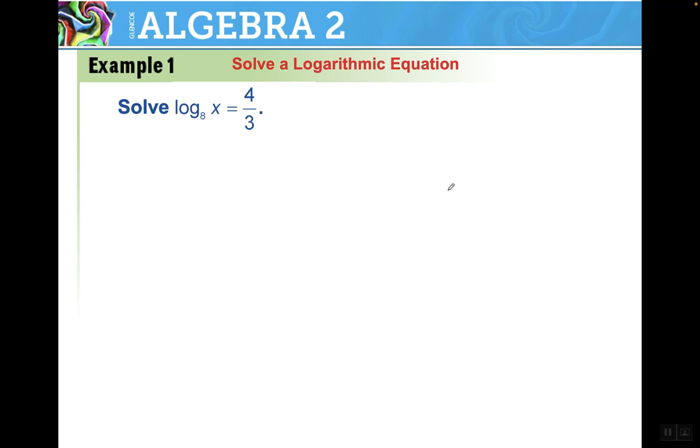So when we solve this, I look at it and my log term is already all by itself as far as it can be. So all I'm going to do is change it to exponential form. So to change to exponential form, I'll go 8 to the power of 4 over 3 equals x. And you can put that right in your calculator.